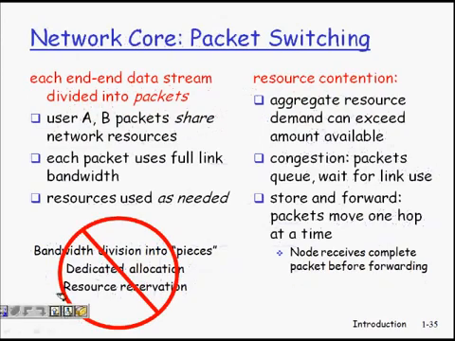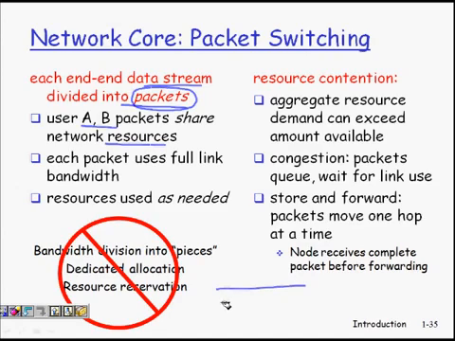Now, what is packet switching? So here we saw that there was dedicated bandwidth, where you could either divide the frequency or use time division multiplexing, but here each end data stream is divided into packets. So now I'm not sending continuous data, I'm dividing it into chunks called packets. These are discrete small packets, and user A and B packets share network resources.